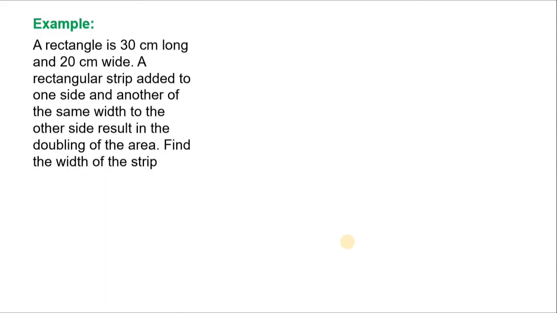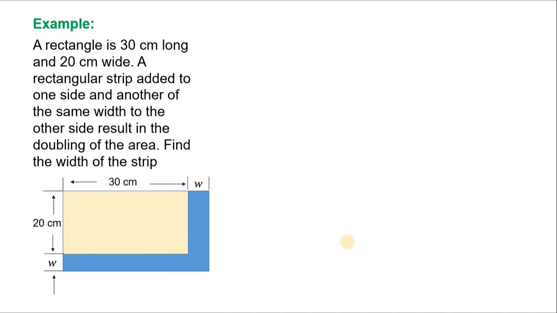Another example. A rectangle is 30 cm long and 20 cm wide. A rectangular strip added to one side and another of the same width to the other side result in the doubling of the area. Find the width of the strip. So, rectangle, the area is still length times width. Okay? So, here is our figure. This is the added strip, the blue. Both sides are the length and the width of our rectangle.